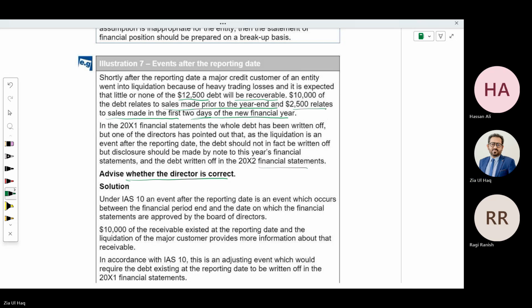No. Because if customer becomes insolvent, there's evidence that condition exists at the year end. Because there is a receivable of 10,000 at the year end that will not be recovered. So for 10,000, there should be adjustment in the 20x1 financial statements. 2,500 is a receivable of next year, so that will be adjusted in next year. And if it is significant, for that, there should be disclosure in the financial statement.